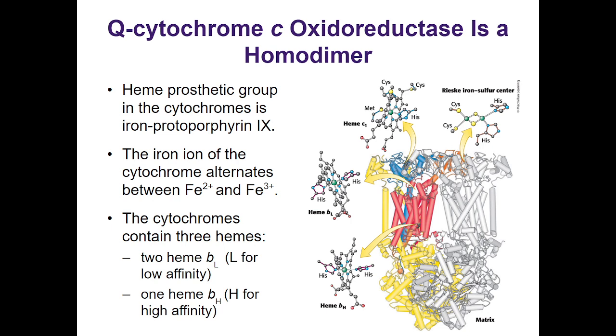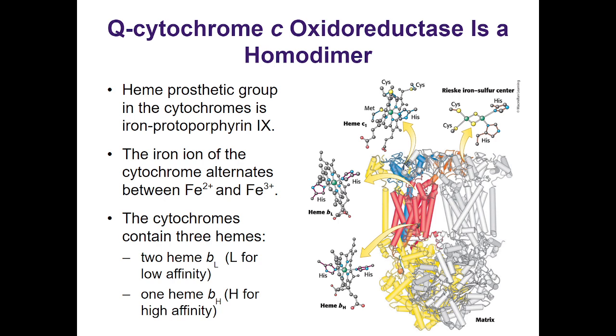Anyways, heme prosthetic group. This is going to be in the cytochromes. This is actually an iron protoporphyrin 9. Okay, so here we have this side being matrix, this side being the intermembrane space, excuse me. This being the protein we've been talking about. And this right here being those iron sulfur complexes right here. This right here being the heme C1.